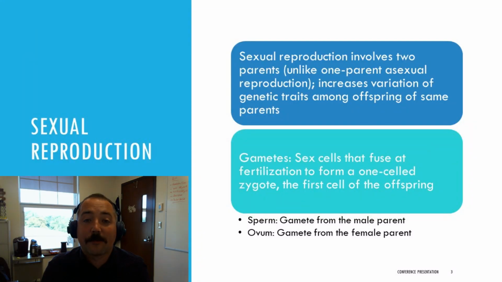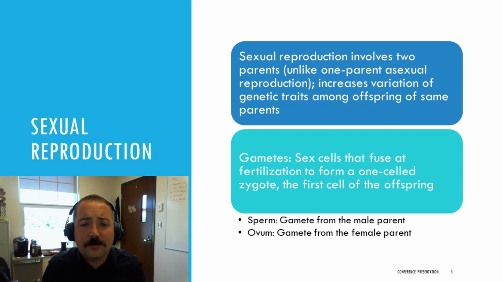The cells that are used in reproduction are called gametes. Males have sperm cells and females have ovum. And these fuse together in that process of meiosis to make a zygote, the first cell of a new baby.